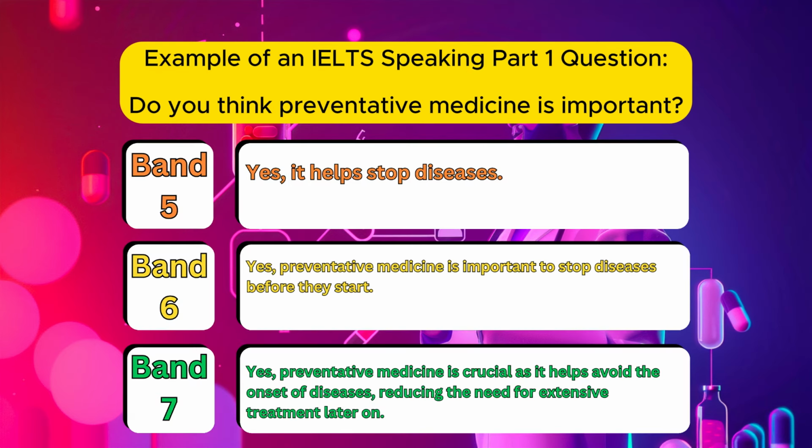Band 5. Yes, it helps stop diseases. Band 6. Yes, preventative medicine is important to stop diseases before they start. Band 7. Yes, preventative medicine is crucial as it helps avoid the onset of diseases, reducing the need for extensive treatment later on.